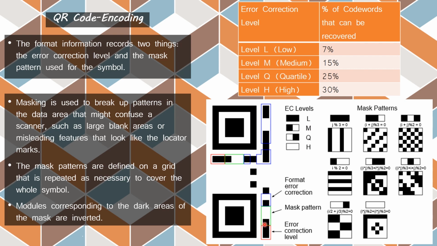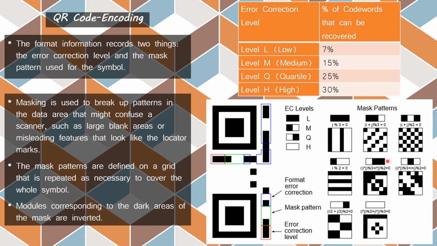And next comes the mask pattern. Here you can see the various mask patterns used. So if our data is 1 0 0, then we have to look for that particular mask pattern, 1 0 0. This is the mask pattern used. Here, I denotes the row number and J denotes the column number, and these mathematical formulas are used to generate the mask pattern.